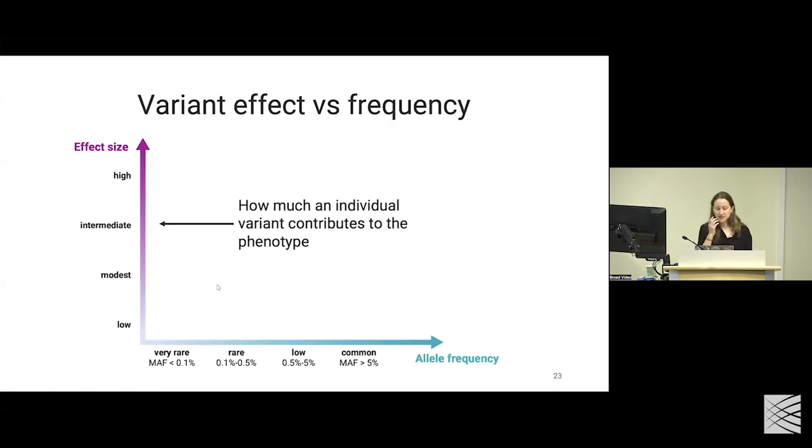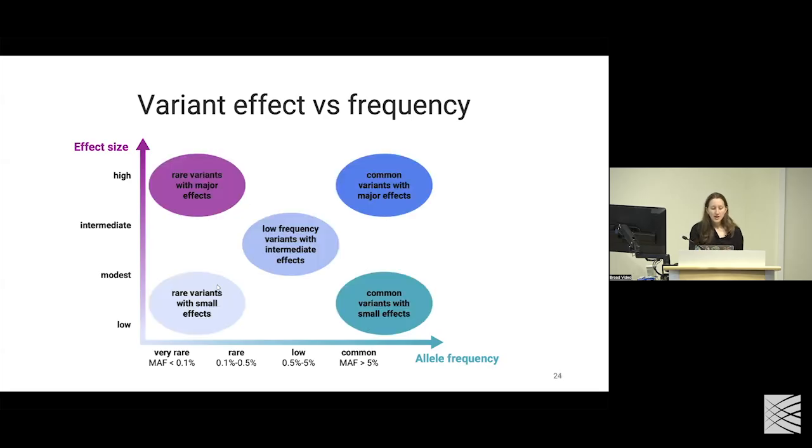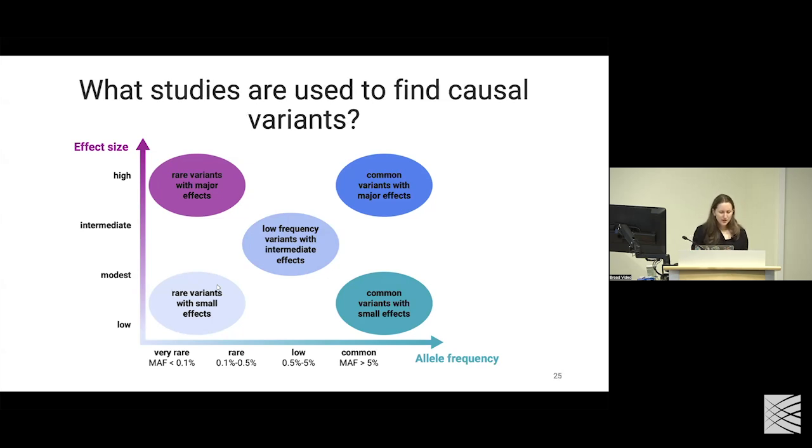genetics and statistical genetics has looked through this lens of association, where we look at variants, again on the bottom here, in terms of their minor allele frequency, but we also want to know about their effect size, how much an individual variant actually contributes to the phenotype we're interested in. And we classify variants into these broad, discrete regions of this two-dimensional coordinate system. And we can say what studies are used to find these causal variants.